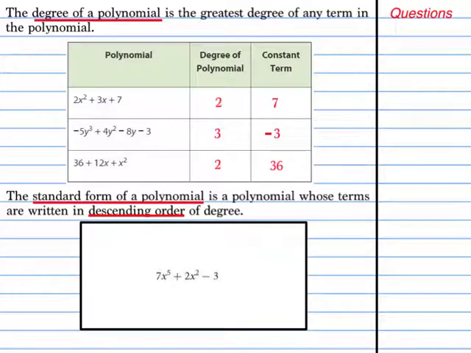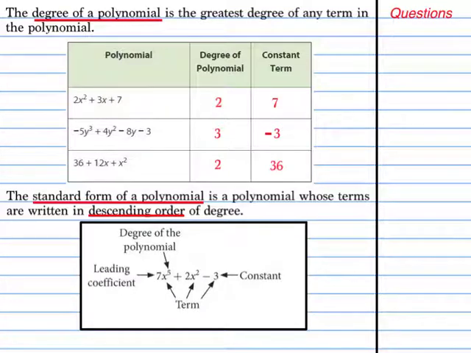So I'm going to start with 7x to the 5th power plus 2x squared minus 3. So we know the degree of the polynomial is going to be 5. That's the largest exponent or the greatest degree. My constant term will be negative 3. And I have 3 terms, 3 separate terms that are separated by addition or subtraction. I also have a leading coefficient of 7.